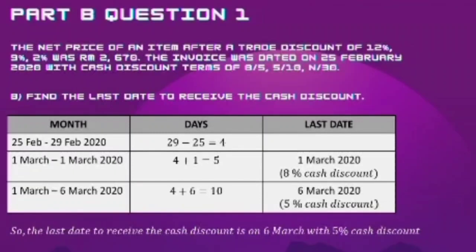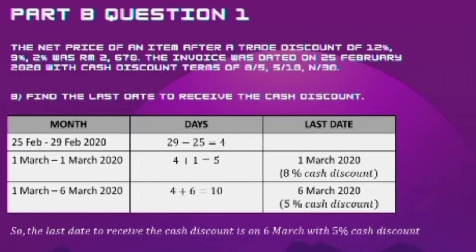Next, we move to the next question, which is find the last date to receive the cash discount. Based on the question, the last cash discount rate is 5% if we pay on the last date, which is 10 days after the invoice. So what we need to do is make a table to keep it organized. We can see in the first column the days left in February. So we get 4 days.